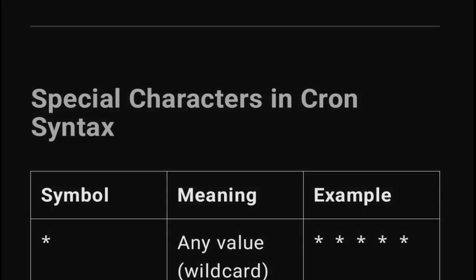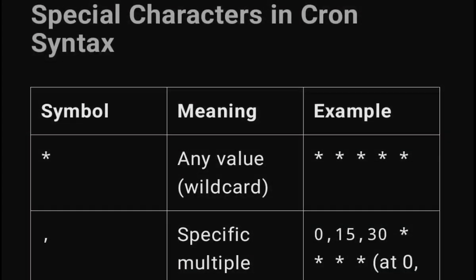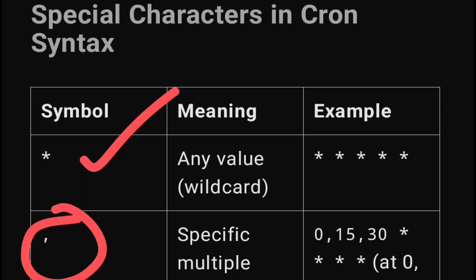And these are some special characters in cron syntax. The characters are, first one, a star, which indicates any value. It's kind of a wild card. And a comma indicates specific values. Let's say on the fifth minute and 10th minute, you need to run a job on every Monday. Then in the expression you need to keep 5 comma 10 in the minute space.